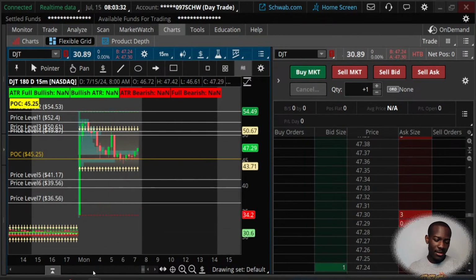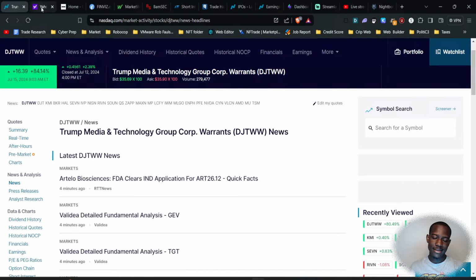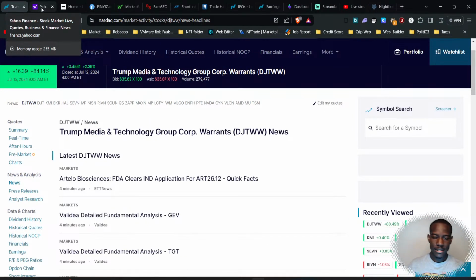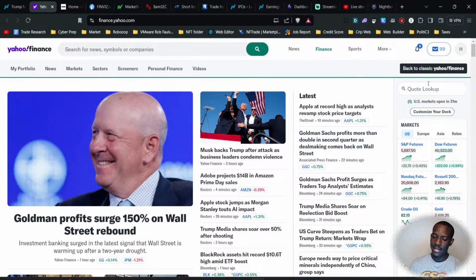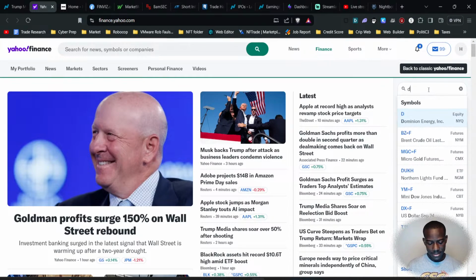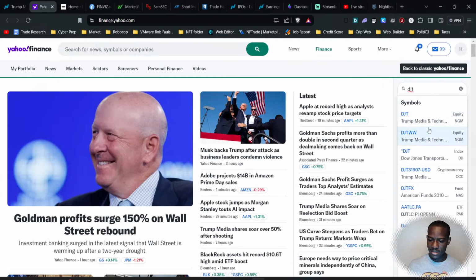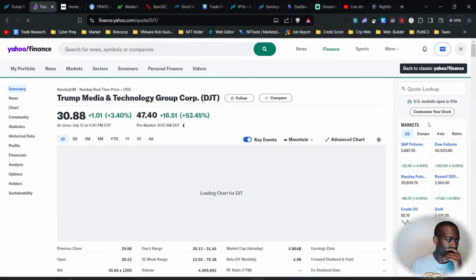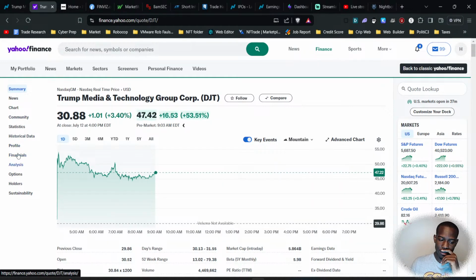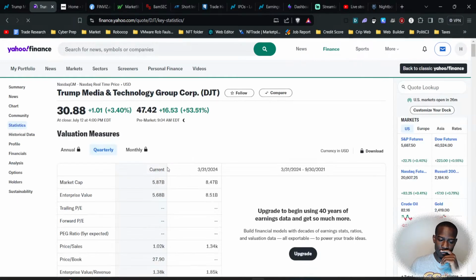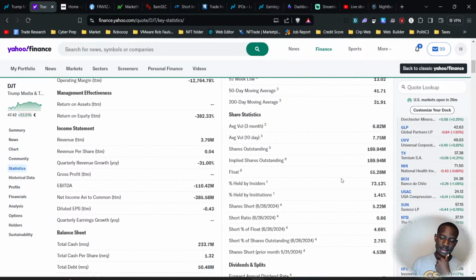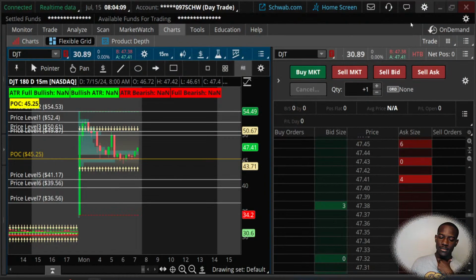Now this one does have a little bit higher float, but with the catalyst that it has, like we saw before DJT existed, when DWAC had a higher float and all of that, but it had that catalyst. So let's go check the float on DJT. Statistics. Float is looking like, oh, that's not as high as I thought it was going to be. So 55.28 million in the float.